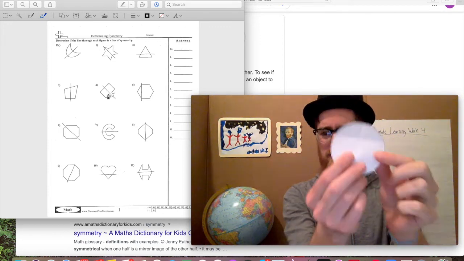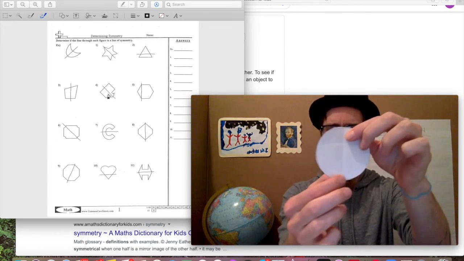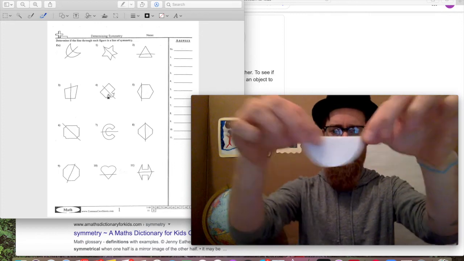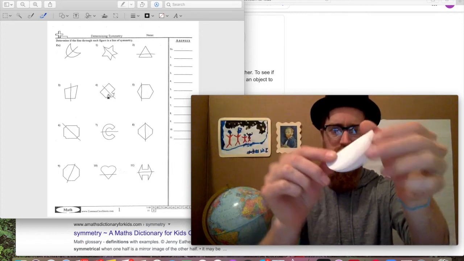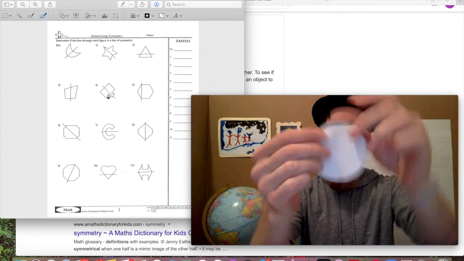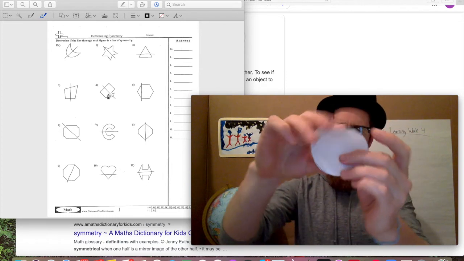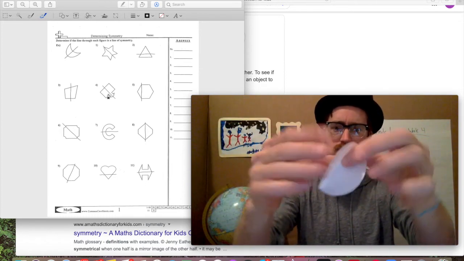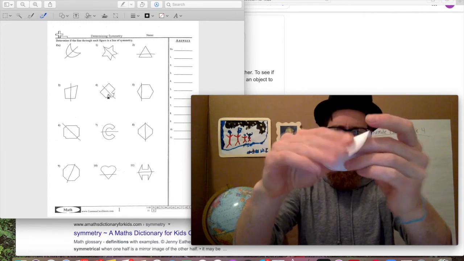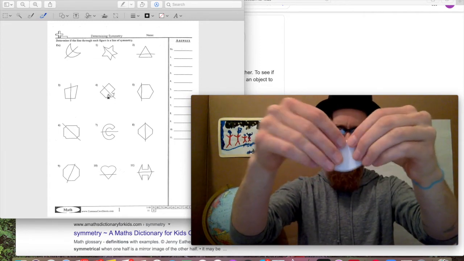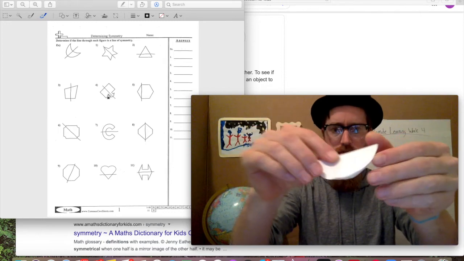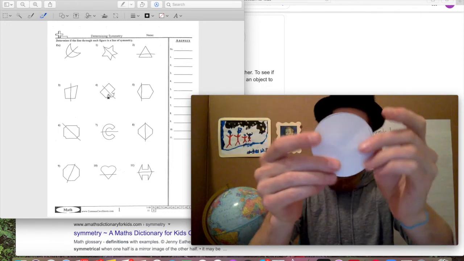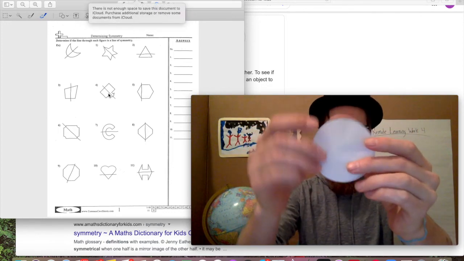I could do something similar with a circle. If it's down the middle, it's a line of symmetry. A circle actually has lots of lines of symmetry because you could just fold it in half all the way around and have too many lines of symmetry to count.